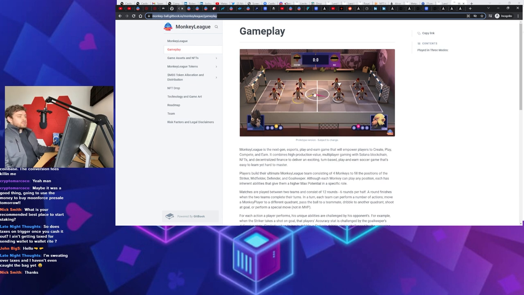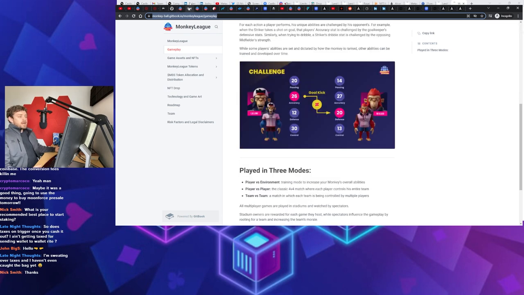Now, here's a quick little screenshot of gameplay. This thing is super, super early. A couple neat aspects of it: you have these different monkeys and they have different traits. And you're going to have the ability to breed them to create even higher skills and higher traits. Kind of like Axie Infinity, if you will.